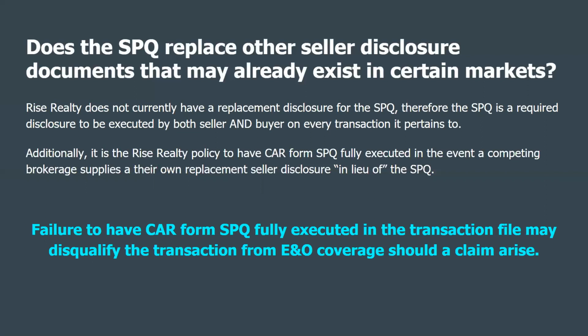That is pretty standard throughout the industry. The E&O carriers typically state that all the disclosures need to be on CAR forms, the contract needs to be on CAR forms, and so on and so forth. So just keep that in mind. If you have another brokerage sending you some additional disclosures that are brokerage specific, it's okay to go ahead and have those signed, obviously, but it's our policy to also still have the SPQ signed on transactions where the TDS is also required. So keep that in mind.